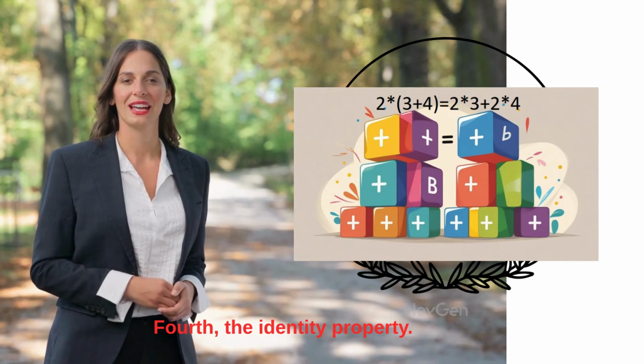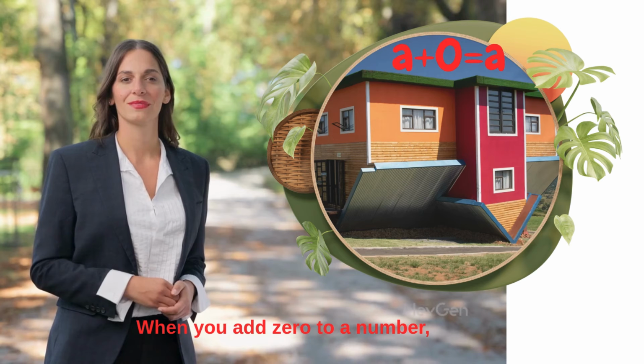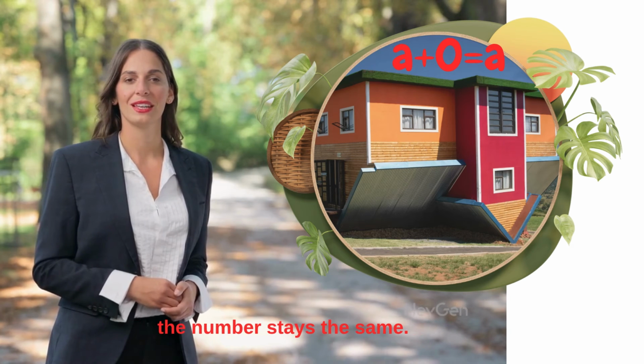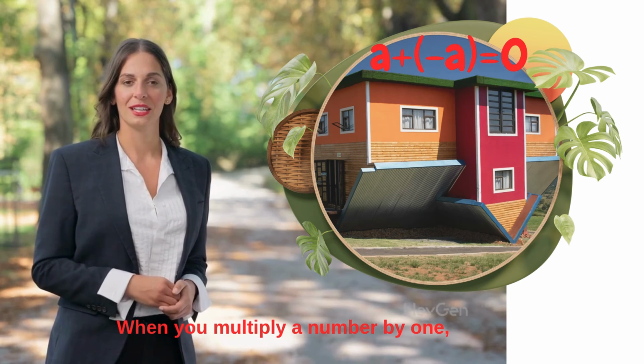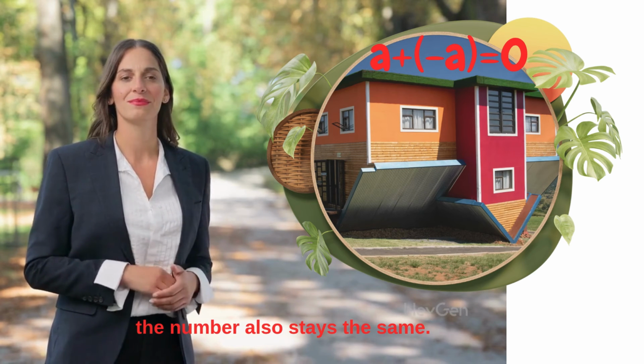Fourth, the identity property. This rule shows that some numbers do not change other numbers when used in math. When you add 0 to a number, the number stays the same. When you multiply a number by 1, the number also stays the same.